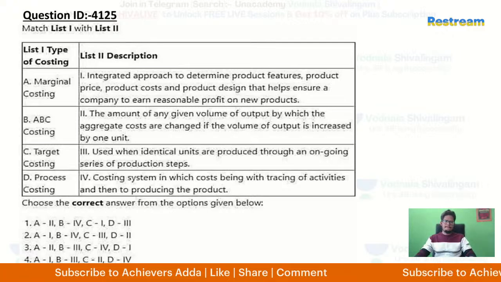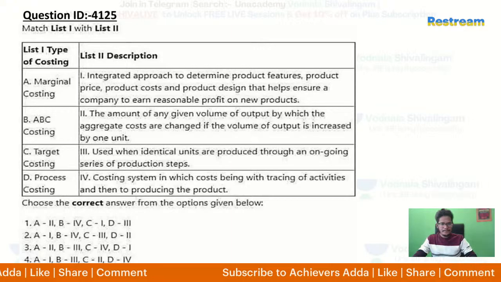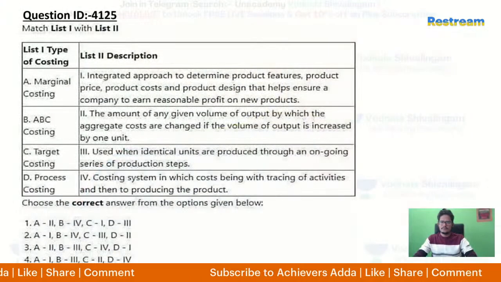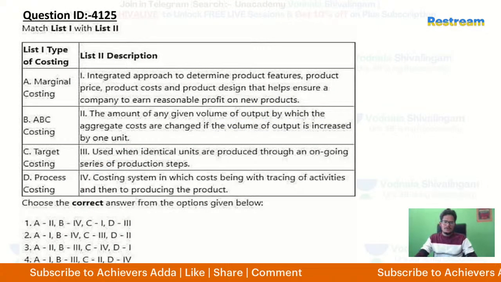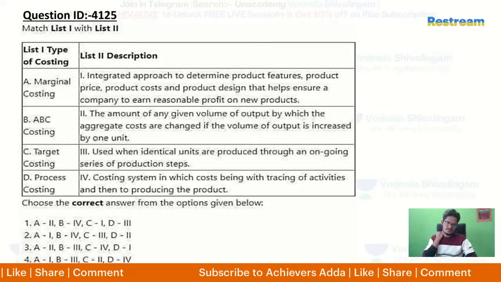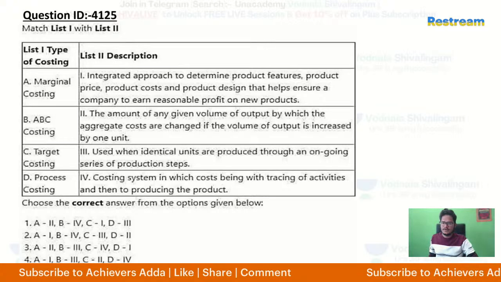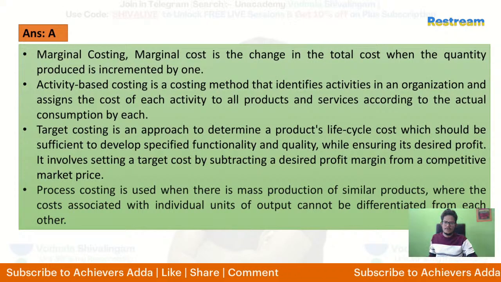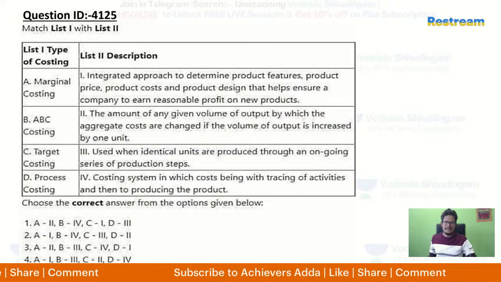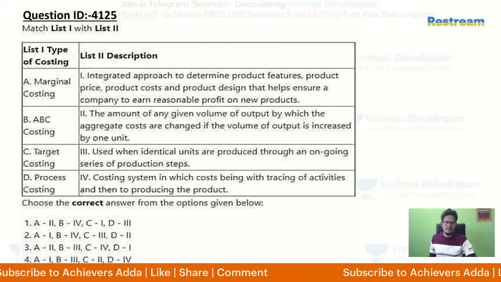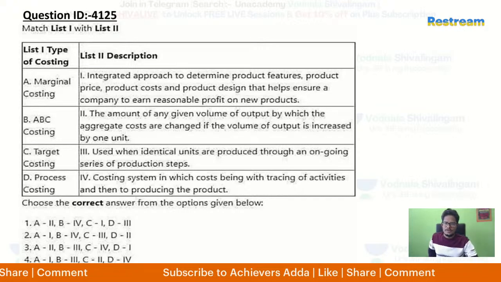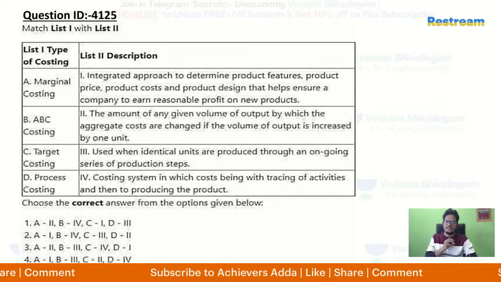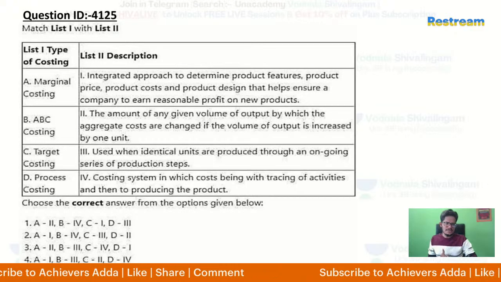Answer for this question, please. So your option 1 is correct, sorry, not 1. Yes, option 1 only. Option 1 is the correct answer. So this is marginal costing, linked to the amount by which aggregate cost changes if the volume of output is increased by 1 unit. So the change is for 1 unit here.